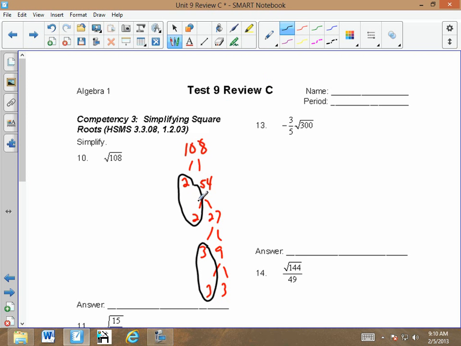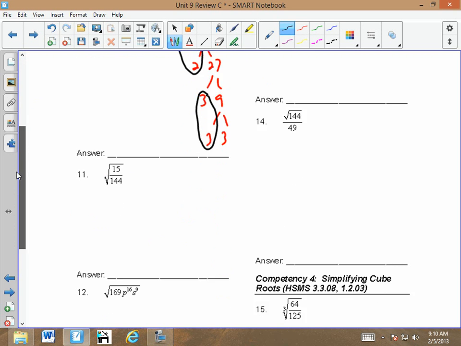We're dealing with square root. So one 2 is going to come out, one 3 is going to come out. That's going to give me 6 square root of 3 for my answer, because this 3 has to stay inside.